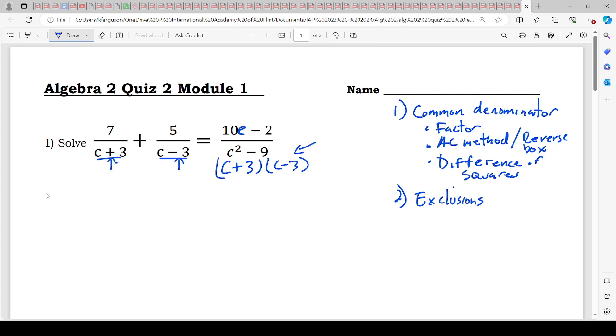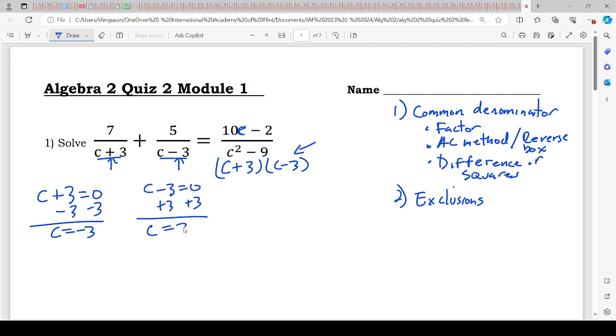And when I say test, I mean you take the expression, set it equal to 0, and then solve it. So I subtract 3 from both sides and get C equals -3. So that's my first exclusion. C minus 3 equals 0. I add 3 to both sides. C equals +3. So those are my exclusions. What does that mean? That means after I finally get my answer, it cannot be 3 or -3.